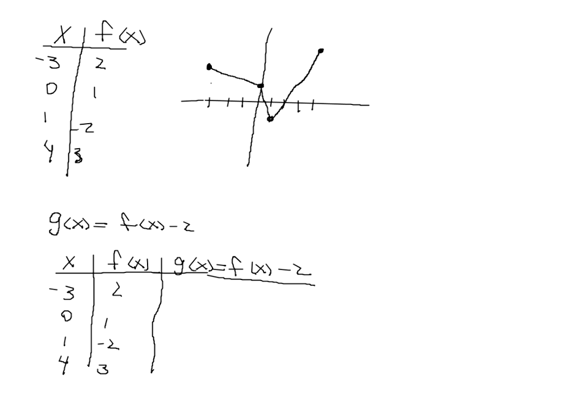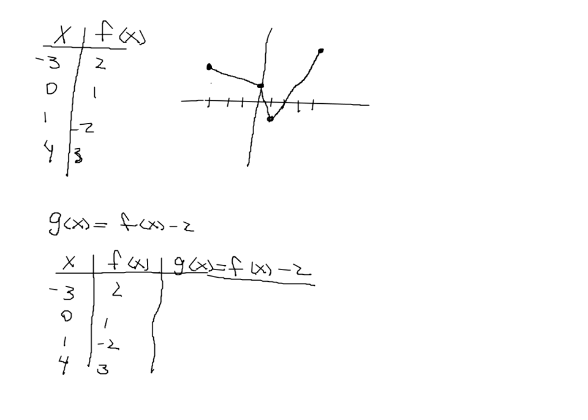All right, so we're going to continue with graph transformations, and we're going to use just a very general function here that's defined with 4 points, and the points are (-3, 2), (0, 1), (1, -2), and (4, 3). And then here's a little graph of the function.